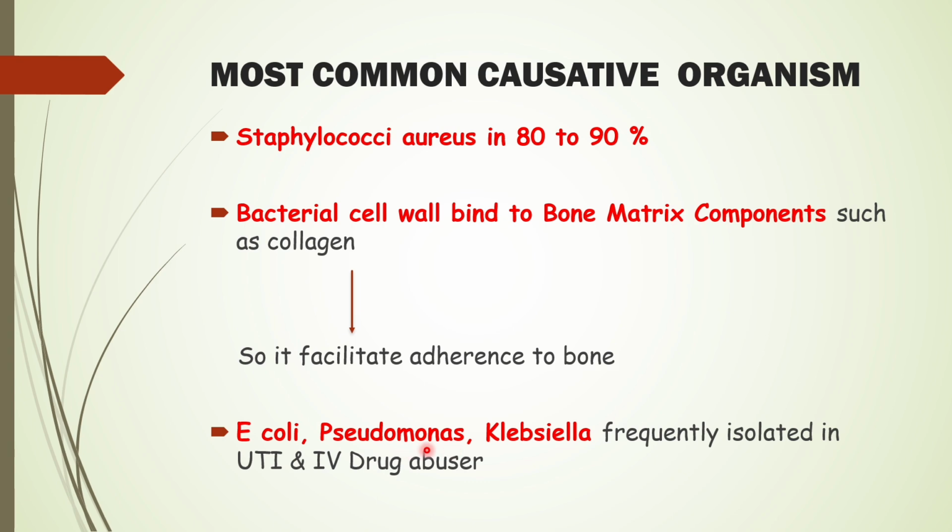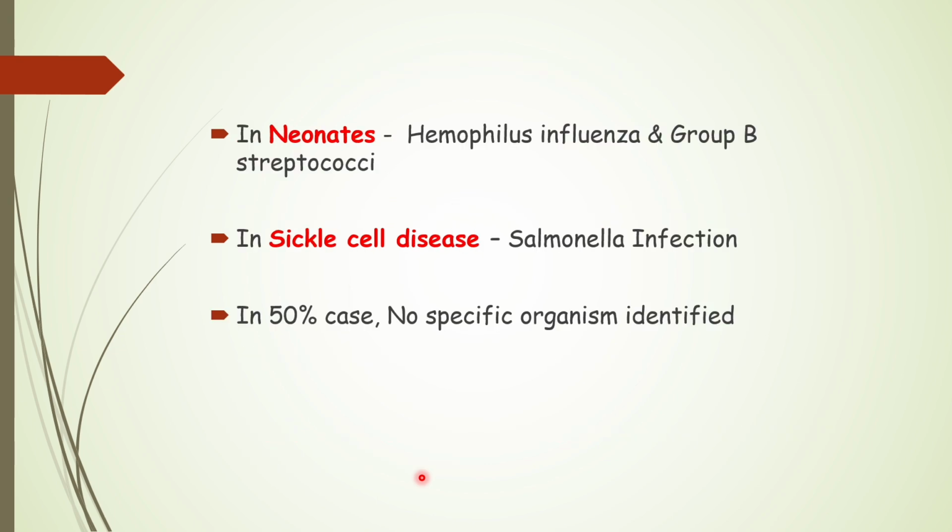E. coli, Pseudomonas and Klebsiella are frequently isolated in UTI and IV drug abuser patients. So in a UTI and IV drug abuser patient, E. coli, Pseudomonas and Klebsiella are a common cause. In neonates, the common causative organisms are Haemophilus influenzae and group B streptococcus. In sickle cell disease, the causative bacterium is Salmonella. In 50% of cases, however, no specific organism is identified with culture as well.